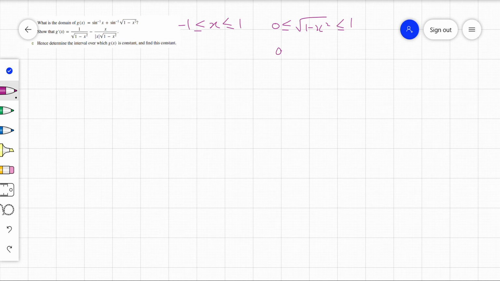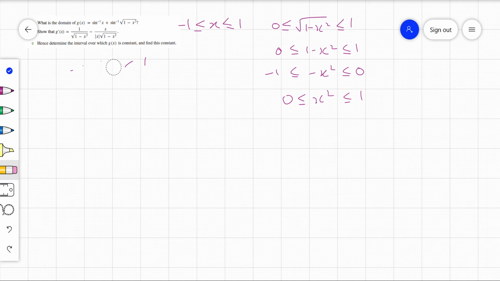If I square everything there, I get this. And if I subtract 1 from everything, I get that. And if I flip the signs and divide by -1, we put the 0 on that side now, and that's a 1. So that x squared is between 0 and 1. Now when x is between -1 and 1, x squared is between 0 and 1. So the domain over which we're looking is x is between -1 and 1.